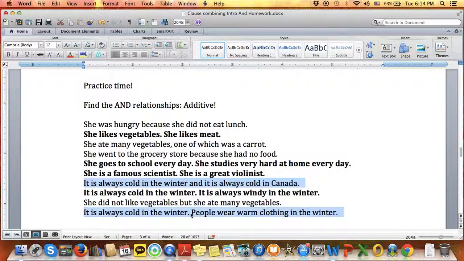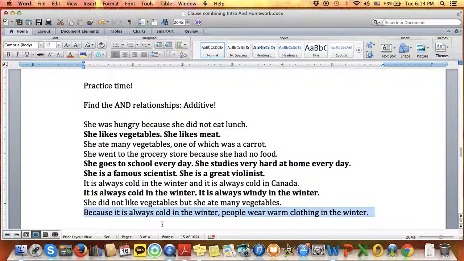It could be, let's see here. Let's start with this. Because it is always cold in the winter, people wear warm clothing in the winter. It could be that. Here's our reason, and here's our result. That would make the most sense. If I just say and, I don't know how these two are related to each other.